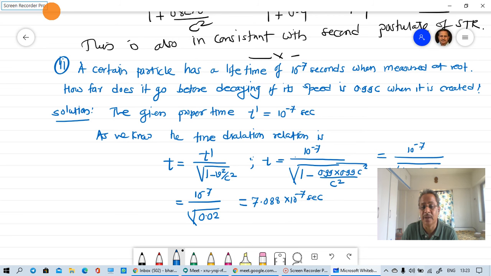Try to understand, in its own frame of reference this particle lives for 10 raised to minus 7 seconds before decay, whereas if it is measured by an observer in frame K, he will find the lifetime of that particle to be more, that is 7.088 into 10 raised to minus 7 seconds. So its lifetime is extended, that is time dilation. Because of the time dilation effect this life has been extended.